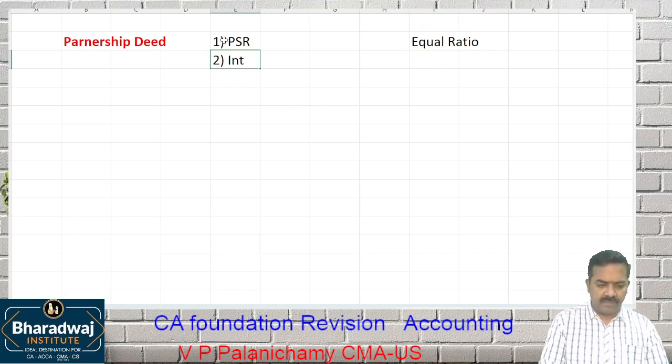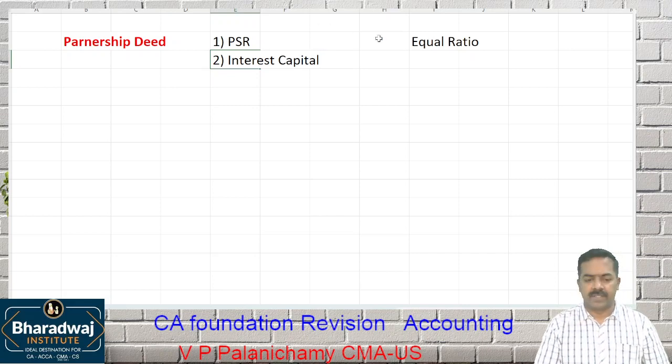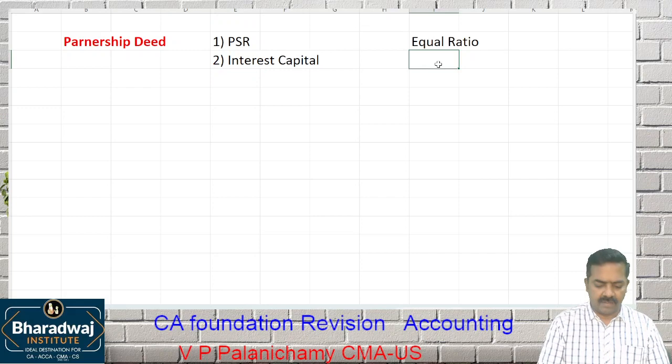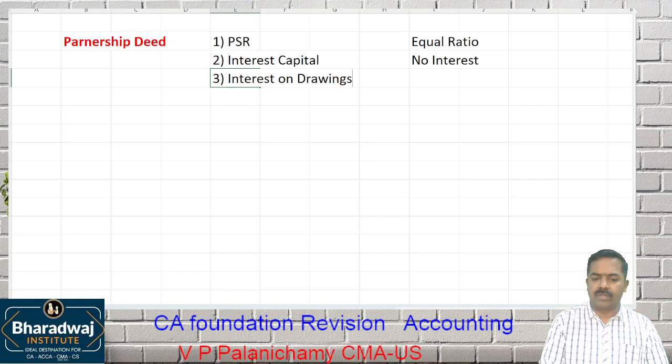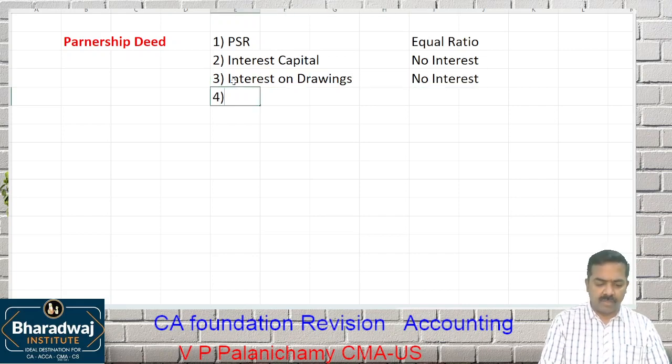Suppose interest on capital is not given in the partnership deed. If it is given, you can provide 12%, 8%, 10%. If it is not given, no interest will be provided. Then what about interest on drawings? If the partnership deed is silent about interest on drawings, then no interest will be given. What about interest on loan? It will carry an interest of 6% per annum.